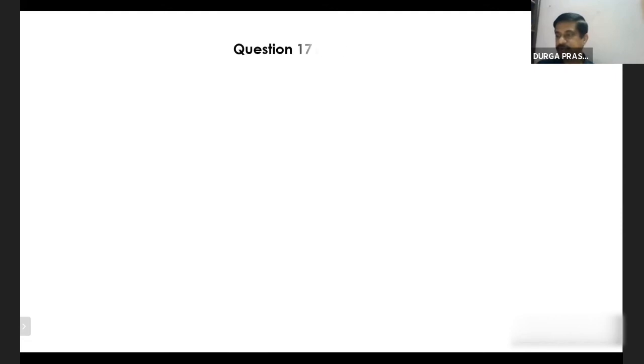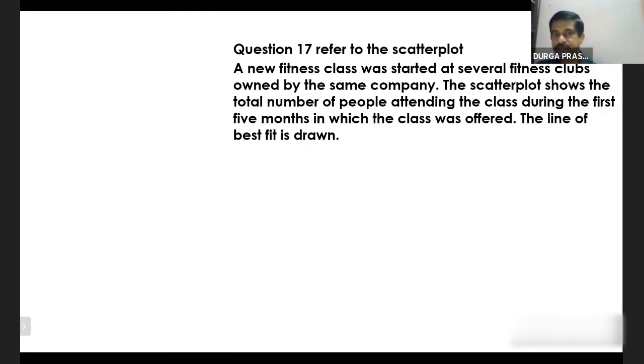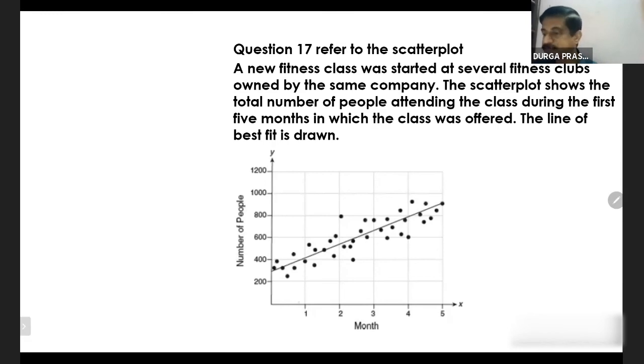Okay. Let us go to the next question. Question 17 refers to the scatter plot. A new fitness class was started at several fitness clubs owned by the same company. The scatter plot shows the total number of people attending the class during the first 5 months in which the class was offered. The line of best fit is drawn. So now look at this. These dots are actuals, but the line of best fit means, like, on an average, we can say.